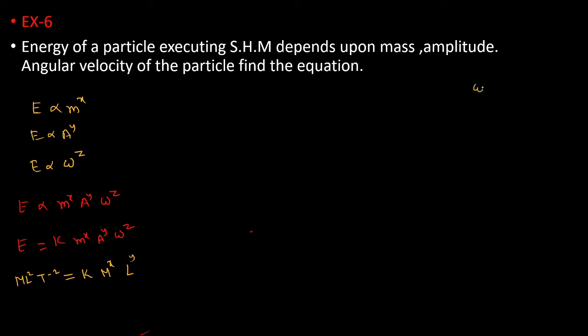Do you remember, guys, what is omega? Omega equals 2 pi n. What is n here? Frequency. And n equals 1 by T. So omega is 2 pi by T. This 2 pi is dimensionless, so what will remain here? Only 1 by T. Clear? So the left-hand side will remain ML^2 T^-2, and the right-hand side will remain k into M to the power x, L to the power y, and T to the power minus z.